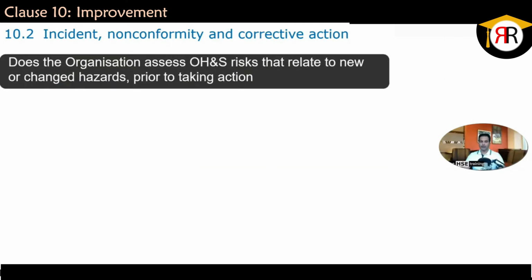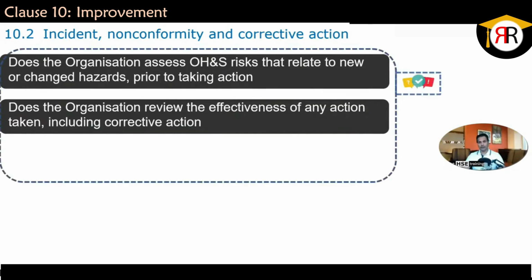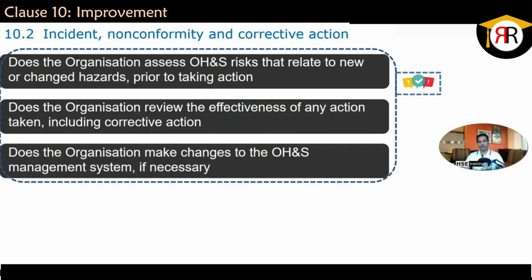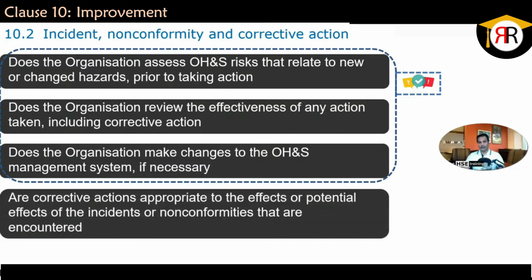Does the organisation assess the OHS risks that relate to new or changed hazards prior to taking action? Very important as a part of management of change. And does the organisation review the effectiveness of any actions taken, including corrective actions? And does the organisation make changes to the OHS management system if necessary? Are corrective actions appropriate to the effects or potential effects of the incidents or non-conformities that are encountered?